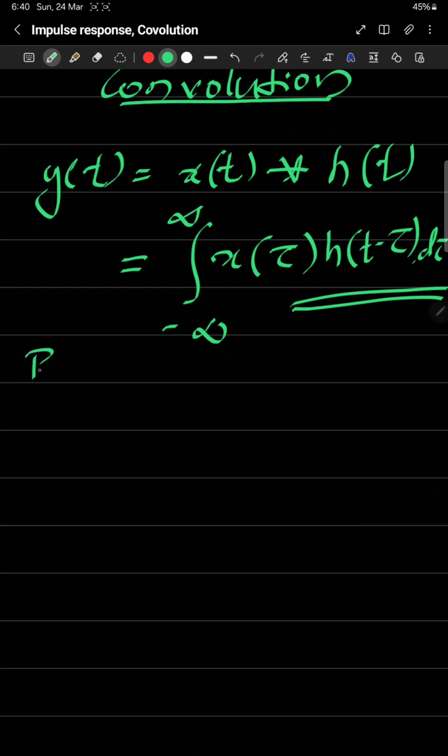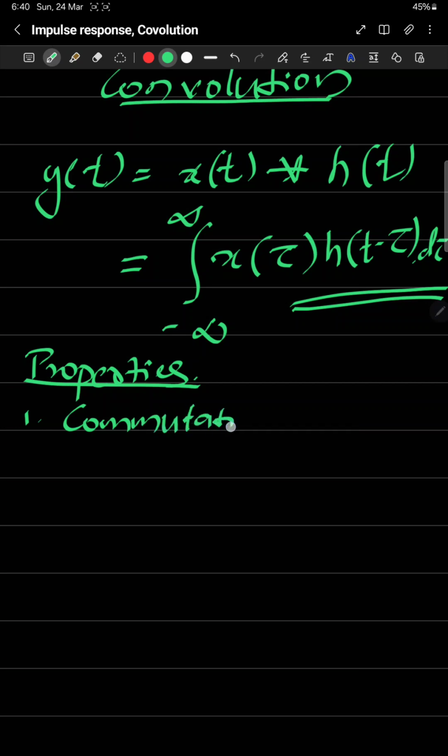So let's see some properties first. These are not properties of impulse response, they are properties of convolution. We look at some properties of the convolution operation. So the first property is the commutative property. So convolution is a commutative operator, you can say. So it's a mathematical operator.